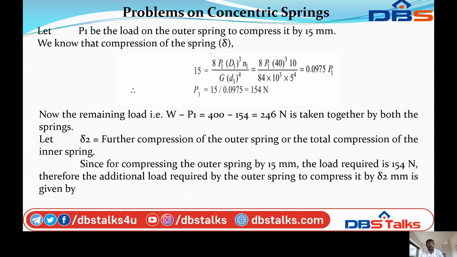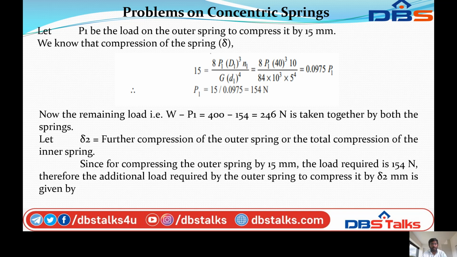Let P1 be the load on the outer spring to compress it by 15 mm. We know that the compression of the spring, delta, so 15 is equal to 8 P1 D1 cube into N1 by G D1 power 4, that is equal to 8 P1 into 40 cube into 10 by 84 into 10 cube into 5 power 4, that is equal to 0.0975 P1. Therefore P1 is equal to 15 by 0.0975, that is equal to 154 Newton.